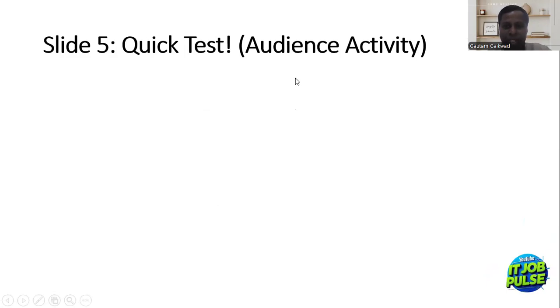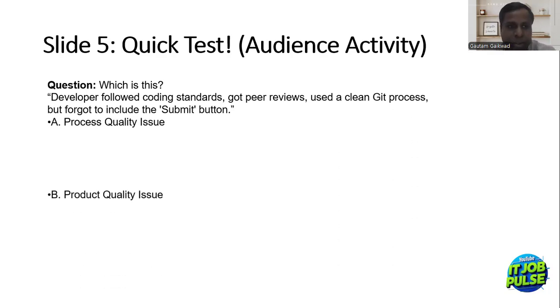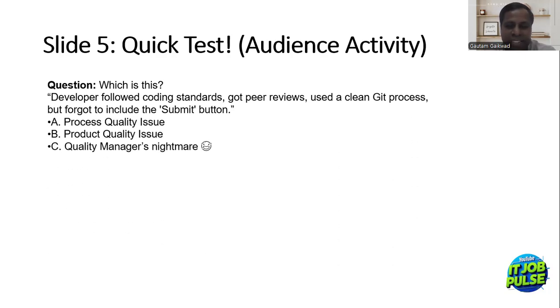Quick test, audience activity. Now for you, the question: a developer followed coding standards, got peer reviews, and used a clean Git process, but forgot to include the submit button. So it's a human error. It can happen, right? Is it a process quality issue, a product quality issue, or a quality manager's nightmare? Now, can you tell me what the correct answer is?